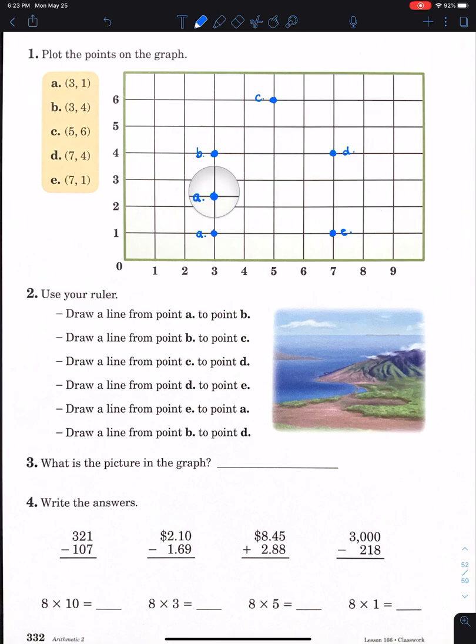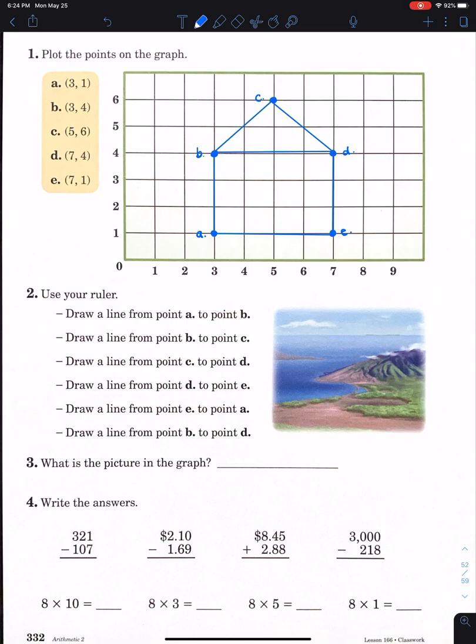So that will just kind of help us here with drawing your lines from point A to point B. So go right from A straight up to B, from B to C, from C to D, from D to E, and then from E over to A. Okay. And then they want a line from point B to point D. So we find point B and go straight across to point D. There we go. And here we have a little house.